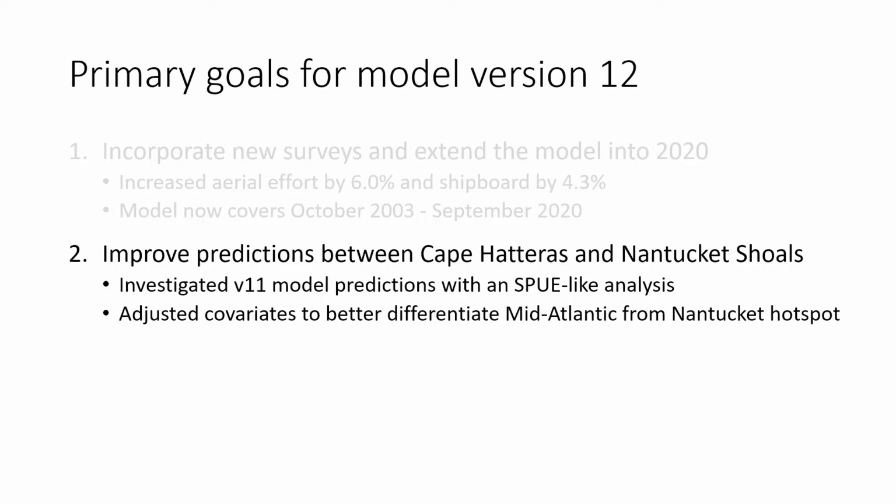Once the new data were incorporated, a second goal for V12 was to improve model predictions between Cape Hatteras and Nantucket shoals. To do this, we first investigated the V11 model's predictions with a sightings-per-unit-effort-like analysis to confirm there was a problem, and then adjusted the covariates in the V12 model to fix it.